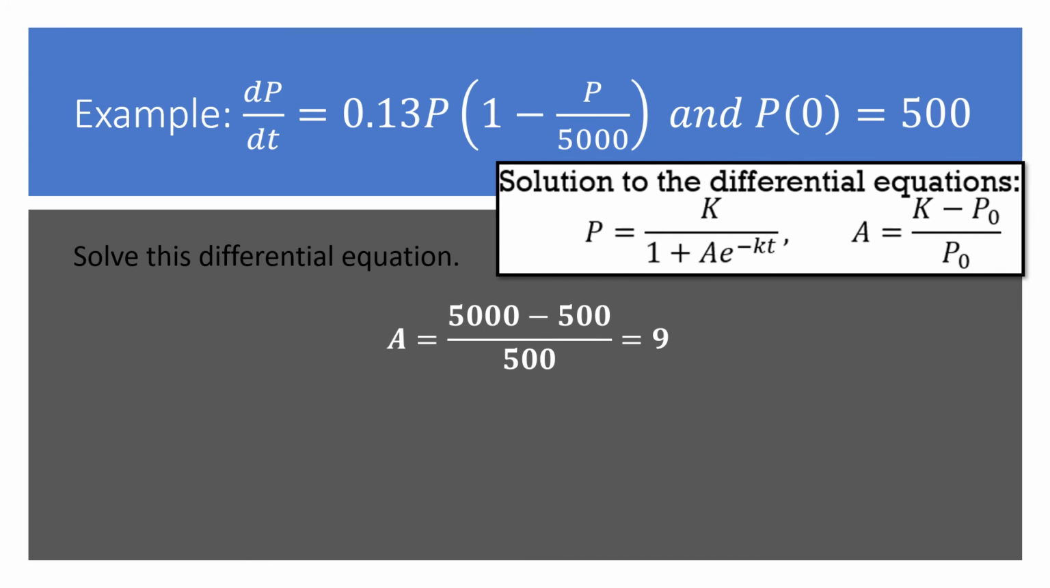So to find A, you simply take your carrying capacity, which in this case is 5,000, and then you subtract off your initial population, which they told us was 500. So I have 5,000 minus 500 over 500, which equals 9. So then I can write my solution to my differential equation, P equals the carrying capacity, which is 5,000, over 1 plus A, which we found to be 9, e to the negative little k, where the little k is the number in the very front of the differential equation, which was 0.13 t.